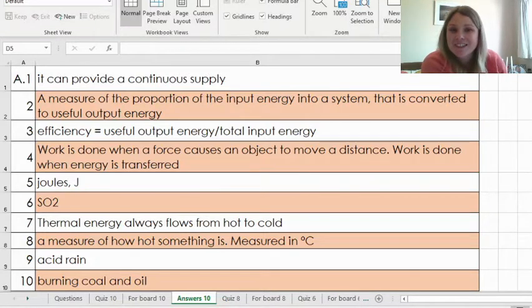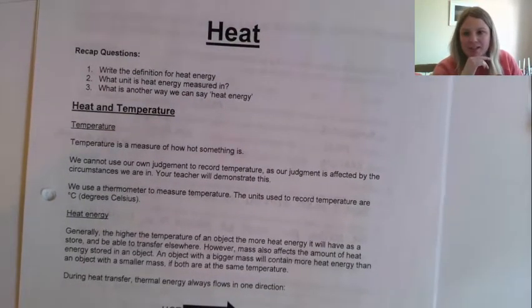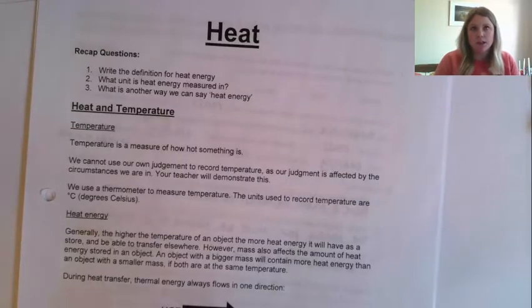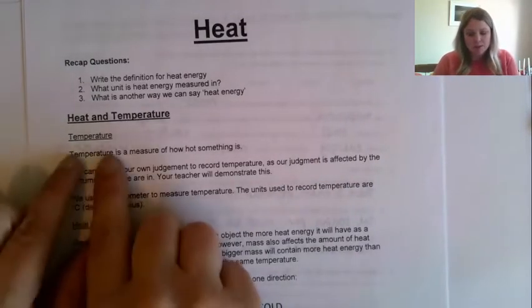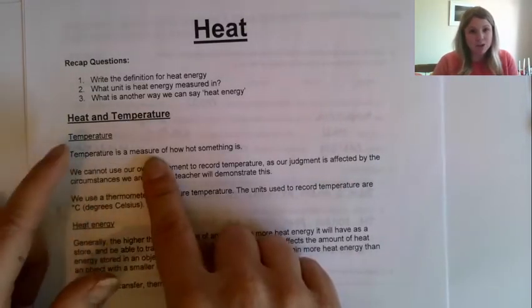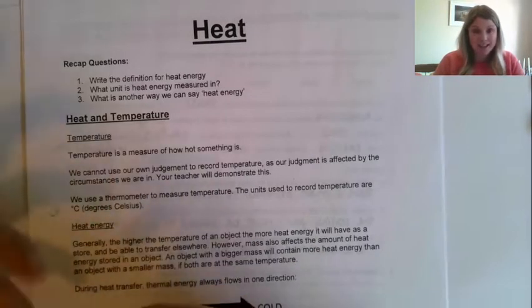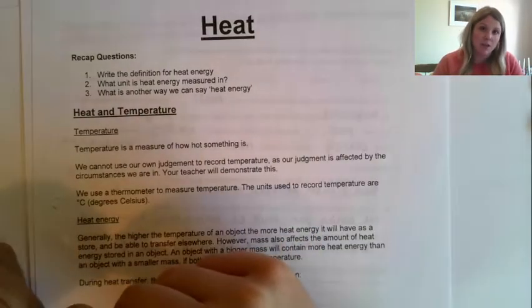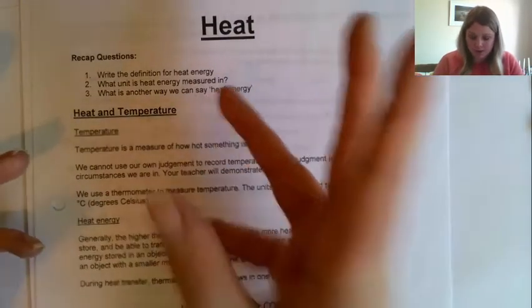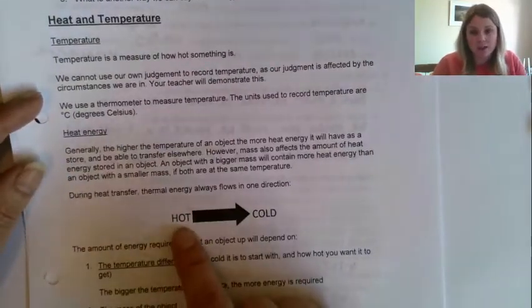Thank you. Okay, so last week we started looking at our new topic, which is heat. A couple of things I just want to get refreshed in our memory. So we need to make sure that we know the difference between heat and temperature. Temperature is really used to measure how hot something is, and it is measured in degrees Celsius. And heat is a form of energy, and we know from earlier on in the year that all energies are measured in joules.